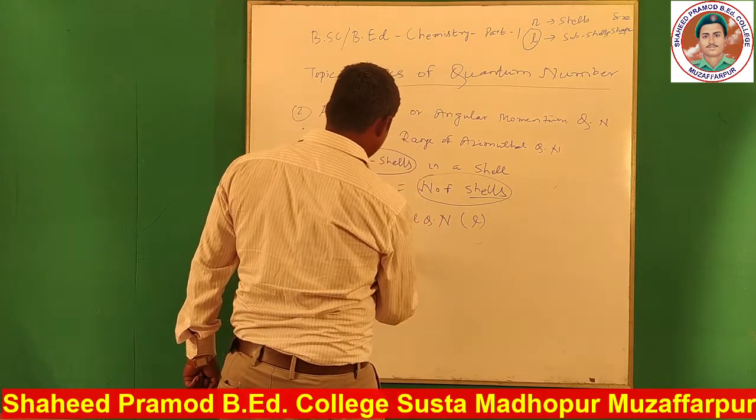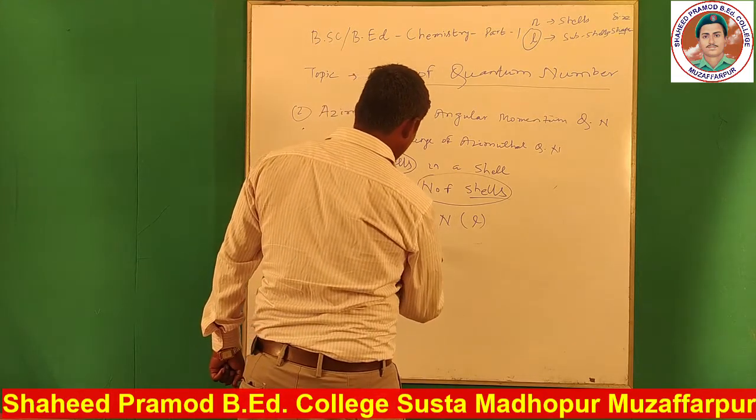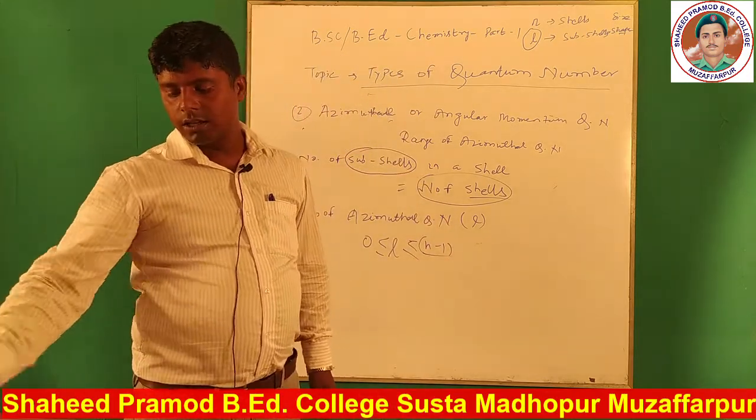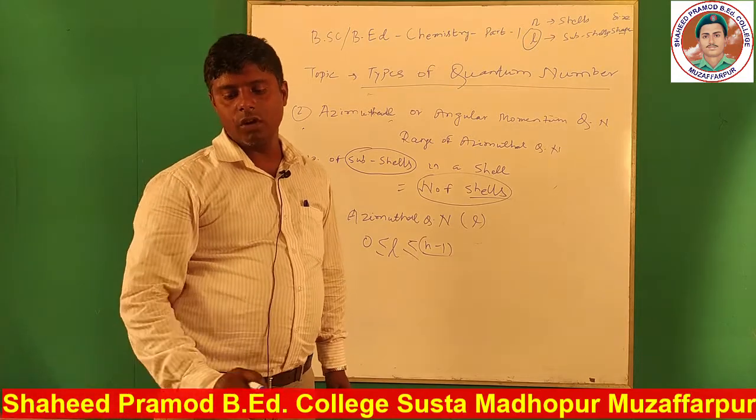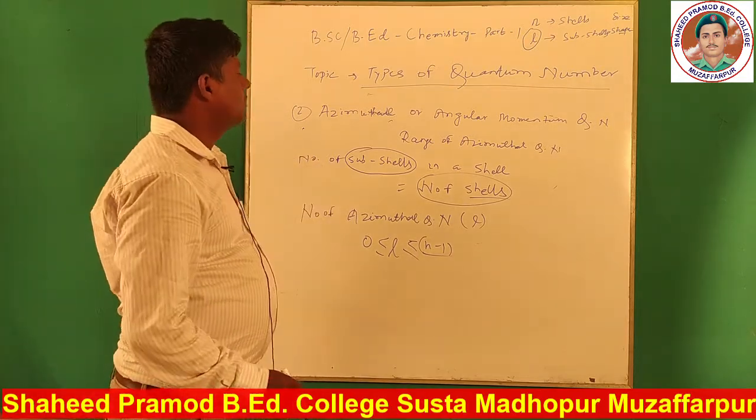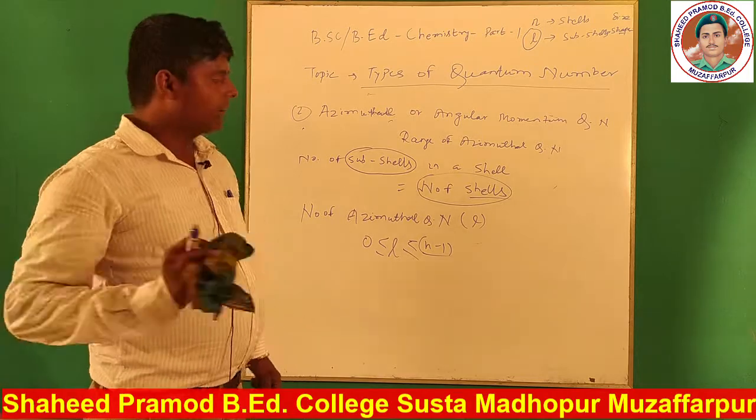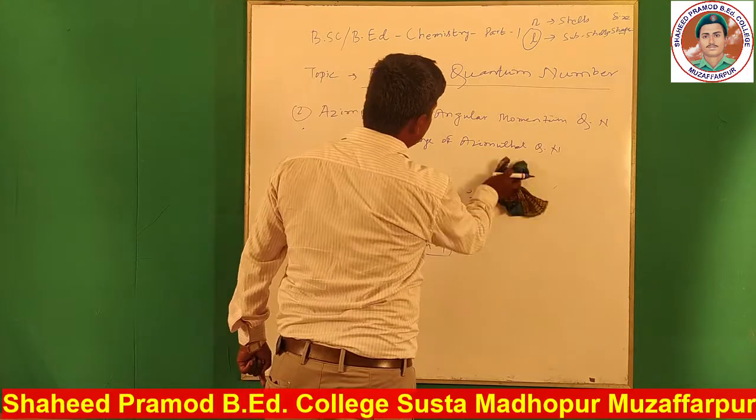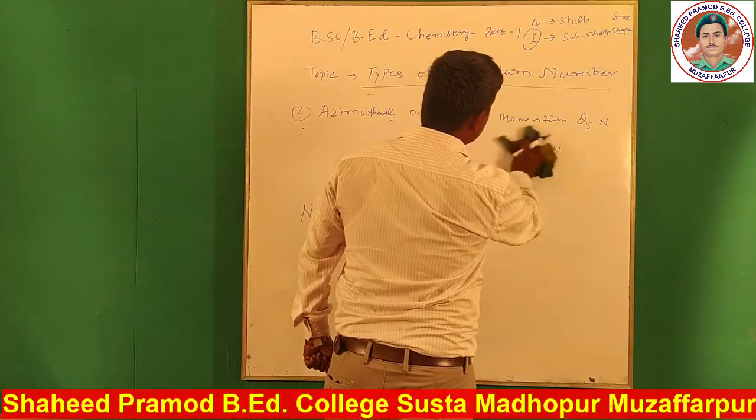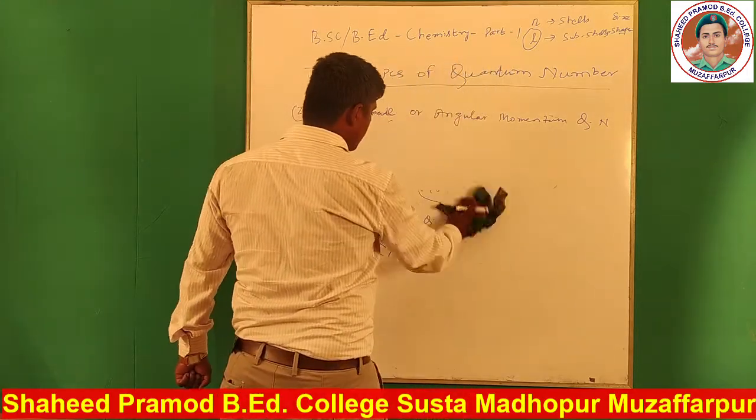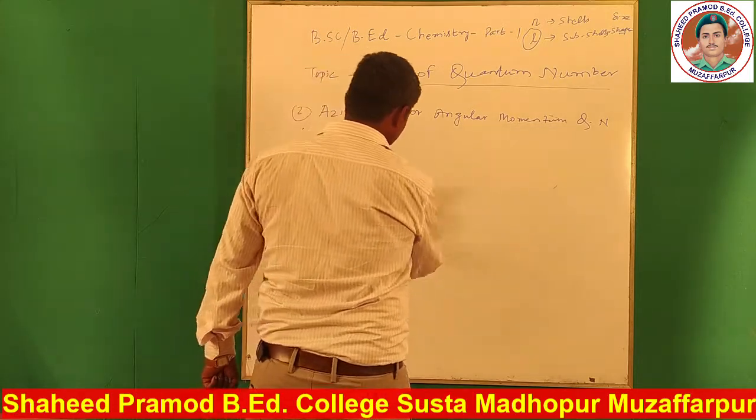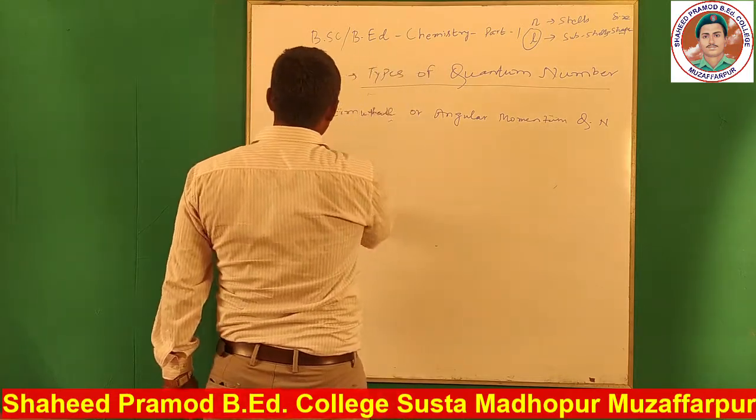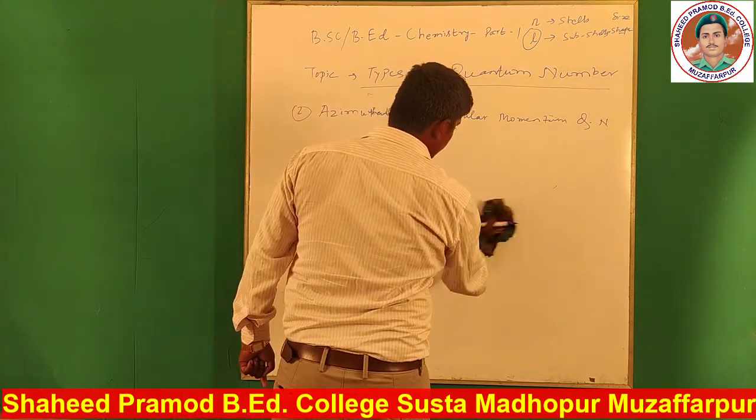L lies between 0 and n minus 1. So, this is the basics of azimuthal quantum number. One other thing related to this is angular momentum. Angular momentum also gives the information about the motion of an electron in the orbital. So, angular momentum is also related with this.